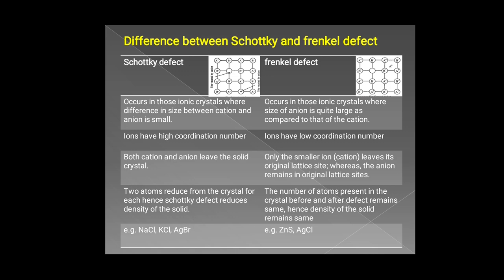Schottky defect will be seen in the crystals of salts like NaCl, KCl and silver bromide, while Frenkel defect will be seen in the crystals of salts like ZnS, AgCl. So these are the differences between the Schottky defect and Frenkel defect.